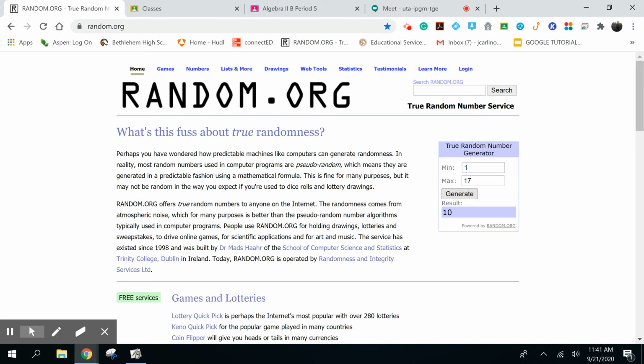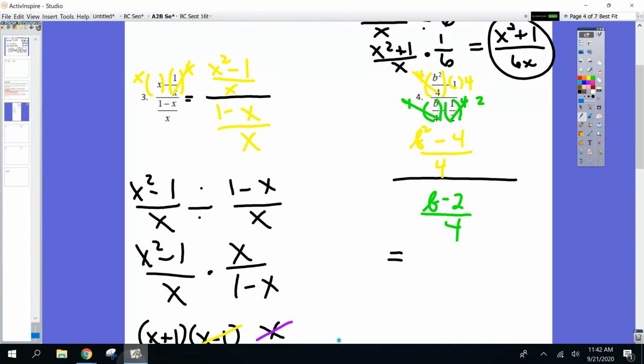Hi, Caroline. Whenever you're ready, let me know. b plus 2 should be on the final answer. Anybody? b plus 2, b minus 2, that factors into, over 4 times, flip it. The b minus 2's cross out, the 4's cross out. You're left with b plus 2.